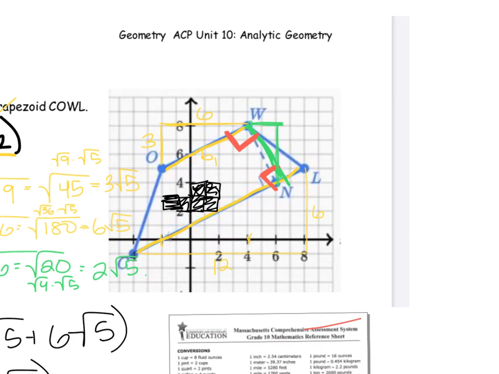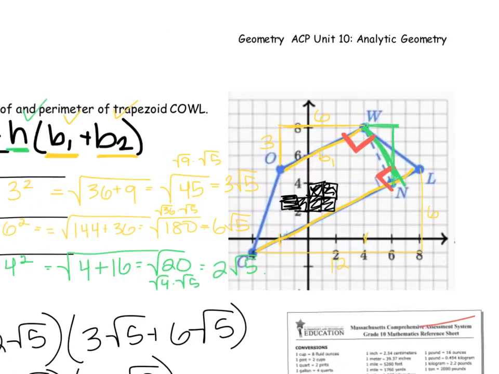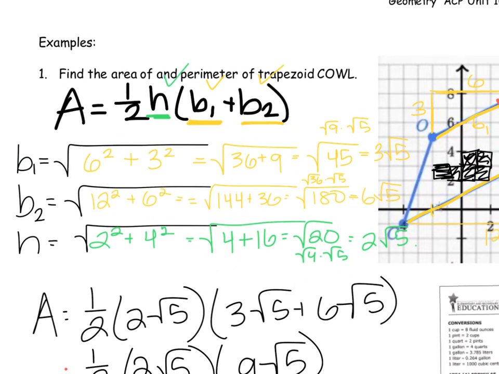And for today, we are actually going to skip finding the perimeter because we're going to find the perimeter on the next problem. So skip finding perimeter on this one, and you will find the perimeter on example 2.